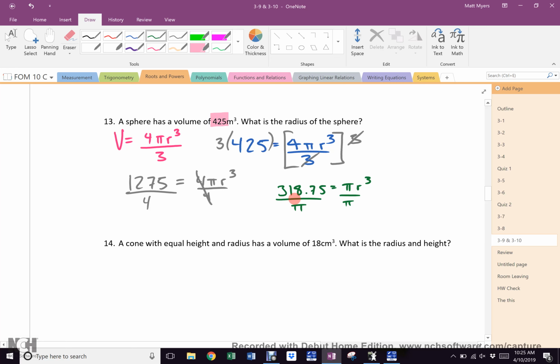Now, here's where it gets crazy. That's going to give me a yucky decimal, right? You don't want to write out that yucky decimal, do you? Do I want you to write out that yucky decimal? No. So we're going to leave that. So now I have 318.75 over pi equals r cubed.